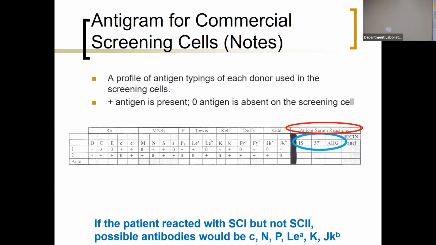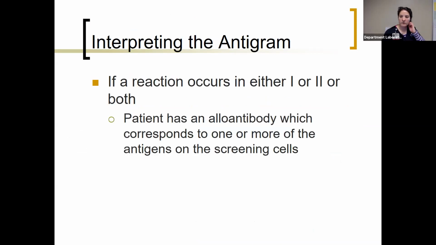Lewis A is an option. Big K, Kell, is an option. And then JKB would be an option, right? Those are positive on screening cell 1, but not on screening cell 2. Does everybody see how you can use the screen? So if you have a reaction that occurs in either screening cell 1 or 2 or both, that means your patient has an alloantibody, which is reacting with the antigen that is present on your screening cells.